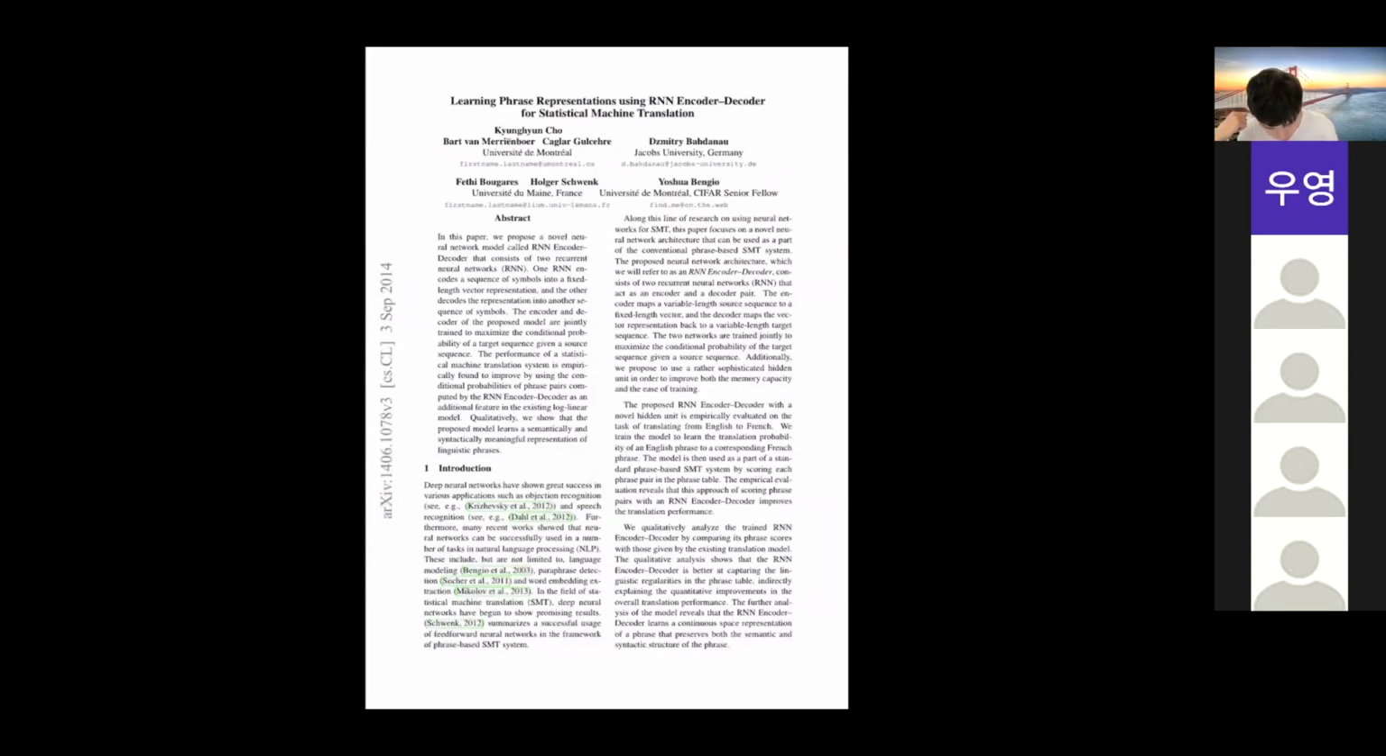It says, in this paper, we propose a novel neural network model called RNN encoder-decoder that consists of two recurrent neural networks. One RNN encodes a sequence of symbols into a fixed-length vector representation, and the other decodes the representation into another sequence of symbols. The encoder and decoder of the proposed model are jointly trained to maximize the conditional probability of a target sequence given a source sequence. The performance of a statistical machine translation system is empirically found to improve by using the conditional probabilities of phrase pairs computed by the RNN encoder-decoder as an additional feature in the existing log-linear model. Qualitatively, we show that the proposed model learns a semantically and syntactically meaningful representation of linguistic phrases.